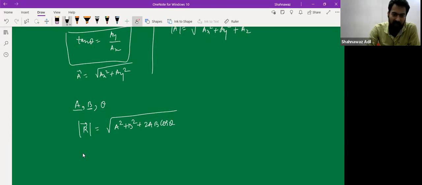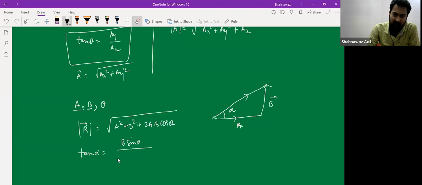And what would be the angle of the resultant? These are the 2 vectors, and this is the resultant. So the angle between this A vector and the resultant would be tan alpha equals B sin theta divided by A plus B cos theta.